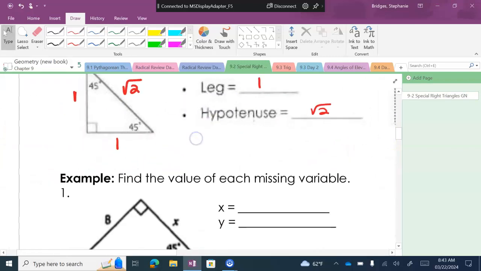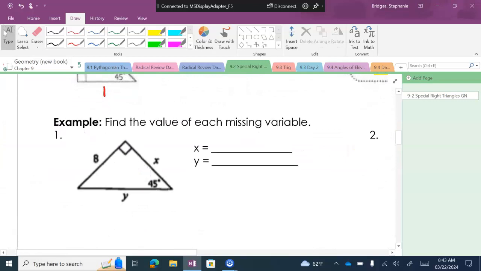Okay. What we are asked to do is find the value of each missing variable. And if you will notice in my picture, it has my right angle marked, and it has one of my angles as 45, which means the other angle also has to be 45, making this a 45, 45, 90 triangle.